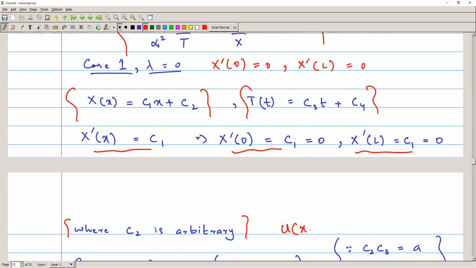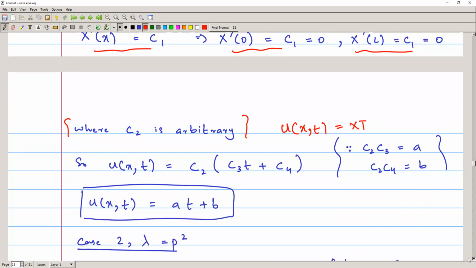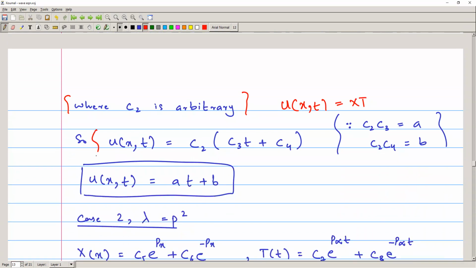So now the solution, we know that it's equal to x times t, right? So x is now c2 and t is the whole function, that is c3 t plus c4. Therefore, this will be the solution for this case. And c2 times c3 is just a constant. Therefore, we can write c2 times c3 equals a and c2 times c4 equals b. All right, so the general solution for this case will be u of x,t equals at plus b. So this is a non-trivial solution, right? This is non-trivial. So this is going to work for us.